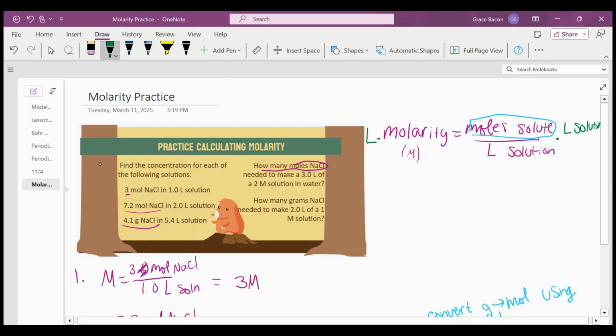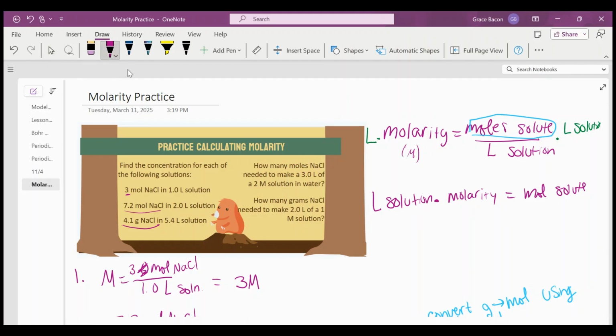All right, so when I solve this for what I want by itself, which is my moles of solute, now my equation is going to look like this. Liters of solution times molarity equals my moles of solute. So this is the same equation, just solved for the unknown that I want to solve it for. So now it's a plug and chug.